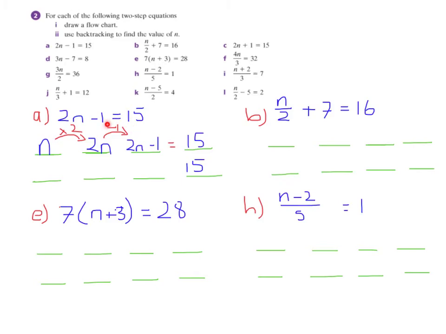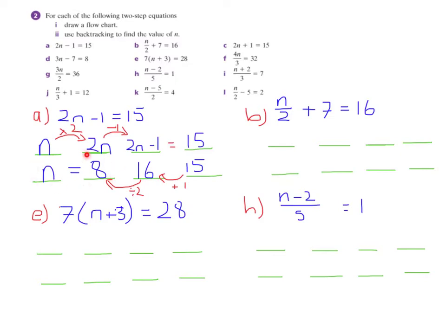It was take 1. What's the opposite to take 1? Must be plus 1. So 15 plus 1, 16. Okay, so what was our next? It was times 2. So what's our opposite to times 2? Is divide by 2. So 16 divided by 2, or 16 how many 2's, is 8. So now we get n equals 8.